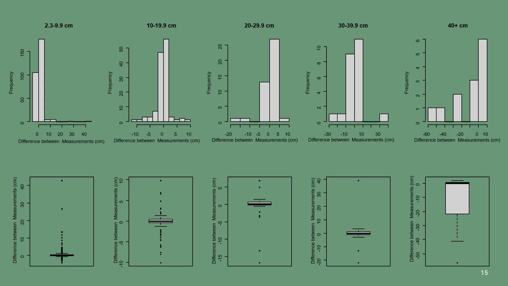And here are the histograms and box plots of these. And we can see here on the bottom right that the skewness of the 40 plus category is due to 1 or 2 outliers where there's a difference of greater than minus 55 and minus 40.